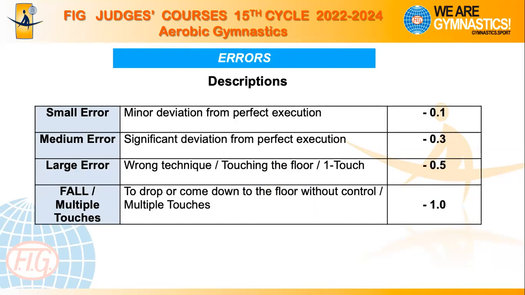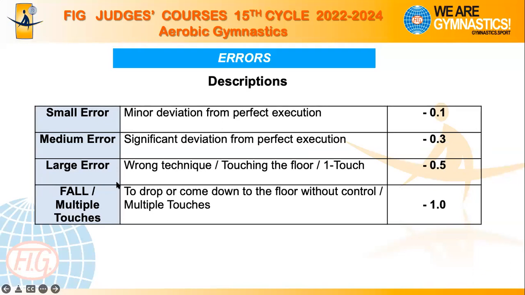So how do you deduct in execution? You have small error, medium error, large error, and fall or multiple touches. Small error is a minor deviation from perfect execution. So if it's just a little bit, you take 0.1. Now medium, we use the word significant. Significant is when you notice clearly that it's a deviation, then you make it 0.3.